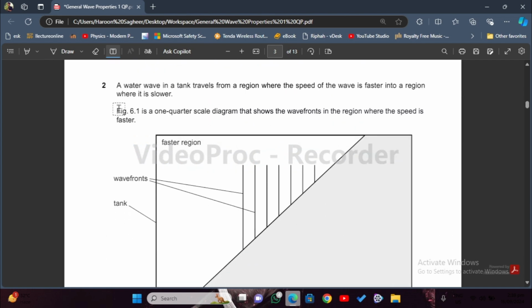Let's go to question number 2. Here we have a water wave in a tank that travels from a region where the speed is faster. So this is a deep region. I'm just going to write deep here. The density is higher here, and this is shallow. So we know that in a deep region, the speed and wavelength of a wave are really higher as compared to the shallow. It's totally opposite in the shallow region. So the speed of the wave is faster in the deep region.